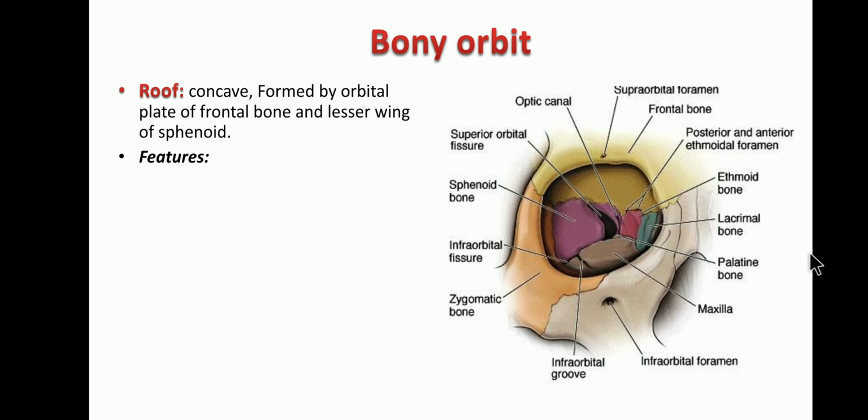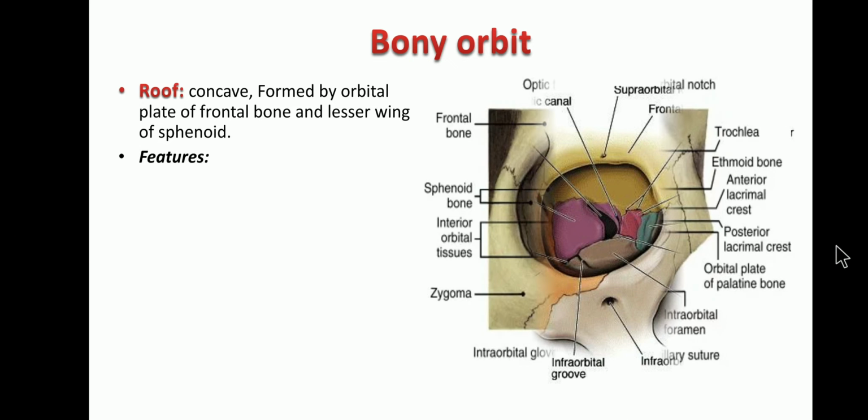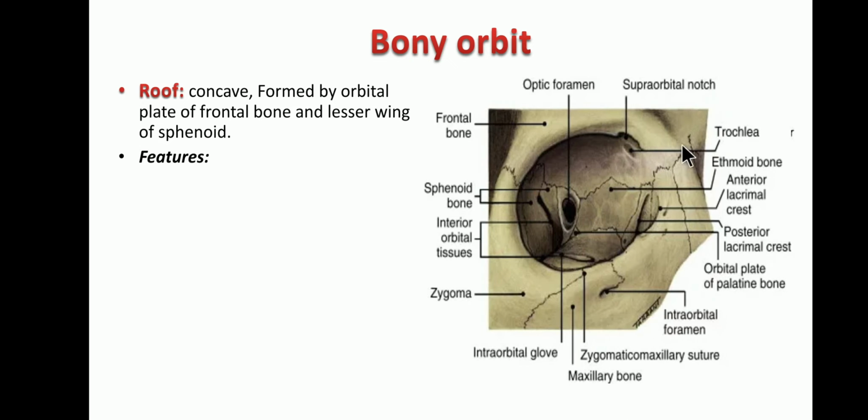So features on the roof, mainly anteromedially, you come across a notch or pulley which is called the trochlear notch. This is a notch anteromedially, near the junction of the roof and the medial wall: the trochlear notch.